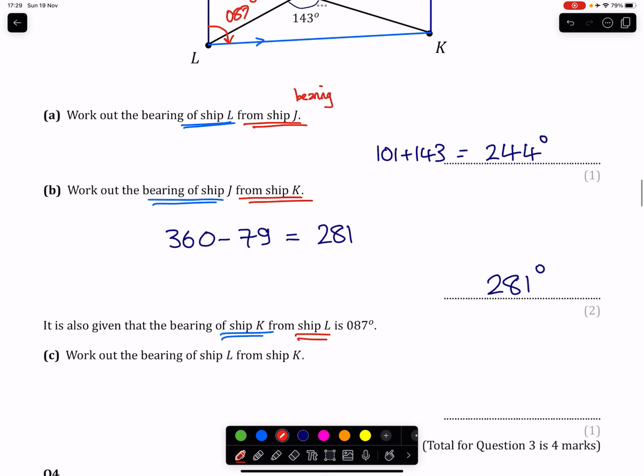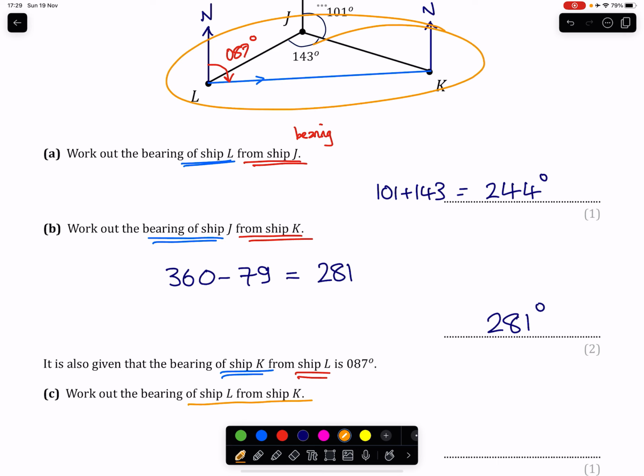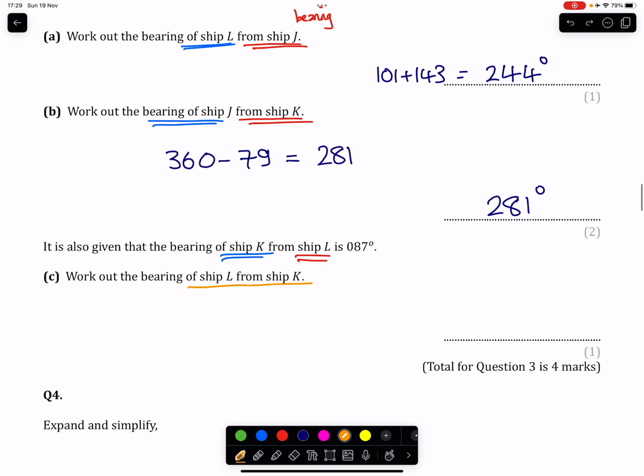And the question's asking us, work out the bearing of ship L from ship K. Now, you can start drawing here, and I will show a way in which you can do that. But there's something very important to notice in this question. You're given the bearing of ship K from ship L. You're being asked for the bearing of ship L from ship K. These are opposite bearings. Whenever you've got opposite bearings, they are going to differ by 180 degrees.